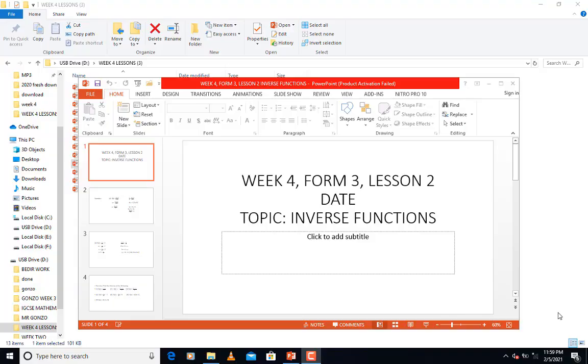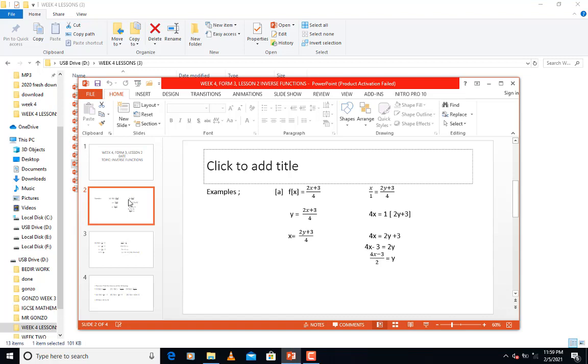Still discussing inverse functions. But now in this lesson, we are going to look at other types of questions. In this case, the functions are fractional. In other words, I'm talking about fractional functions. How do we find the inverse of a fractional function? That is what we want to look at.